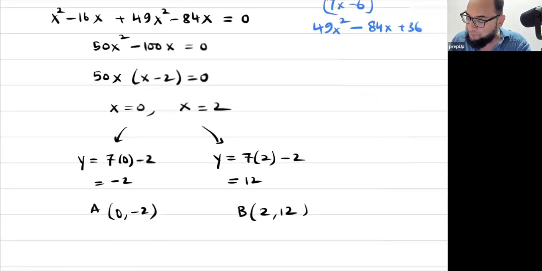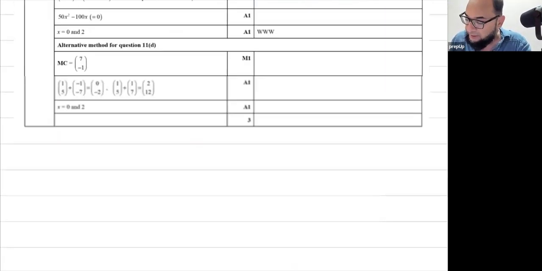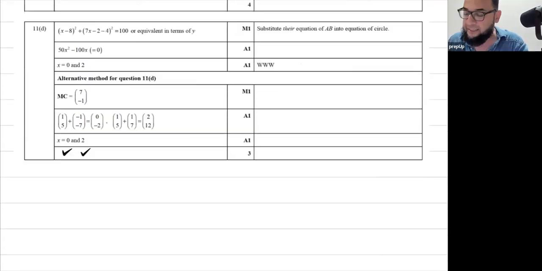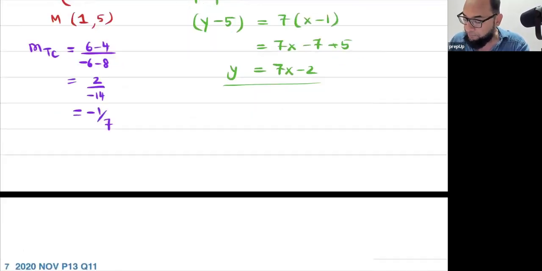Let's double check. So where it is, 0 and 2, they're only asking for the x coordinate. So that's how this particular question is done.